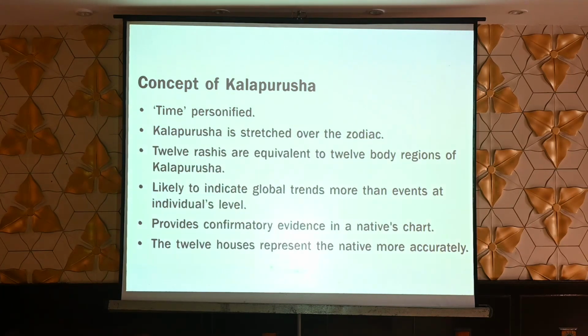For example, when the disposition is adverse, there may be a higher incidence of, say, heart disease cases or something like that. So this we apply on a global level, but it provides confirmatory evidence in a native chart. In the native chart, we consider the houses as more important, and this KalaPurusha concept, we use it only as confirmatory evidence. The 12 houses represent the native more accurately. So the whole body is stretched over the 12 houses, from the head, which is in the first house, to the feet, which is the 12th house. So we have the whole body stretched over the 12 houses of the horoscope.